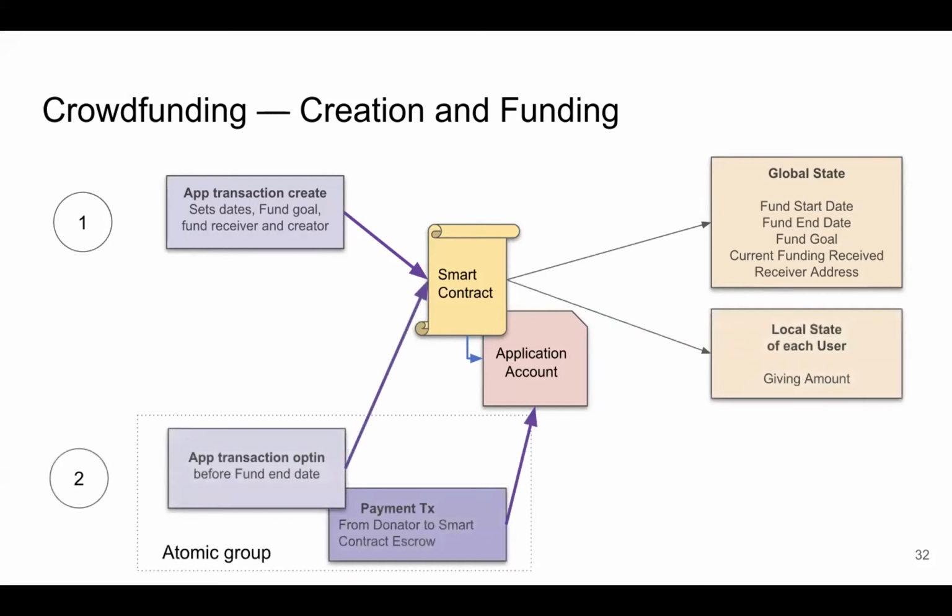Then a donator can come and make an atomic group of 2 transactions. One transaction is sending money to the application account, and the other transaction is to say, hello, opt-in and update my local state, so it includes the amount I gave. So everybody can come, and when this happens, the smart contract will update the local state of the user to record how much they gave, and they would also increase the current funding received.